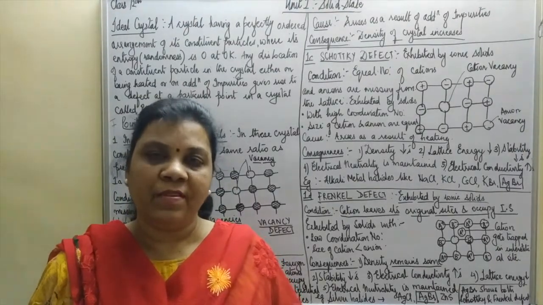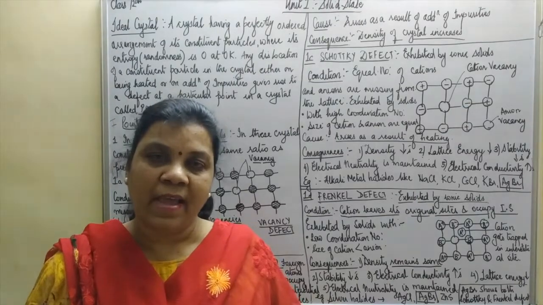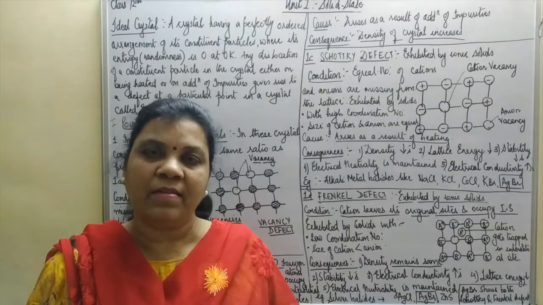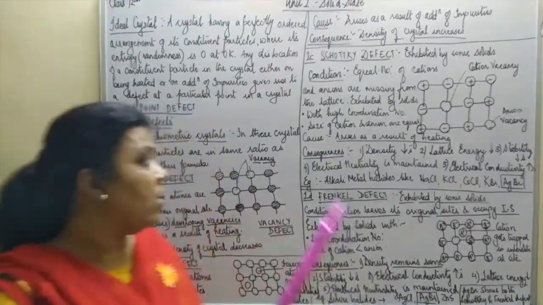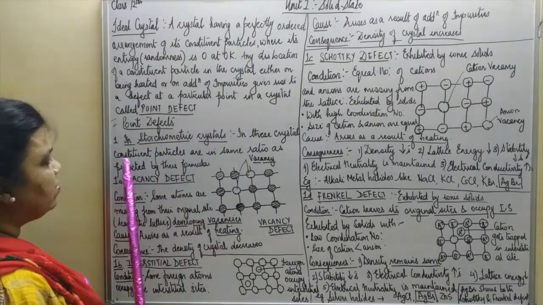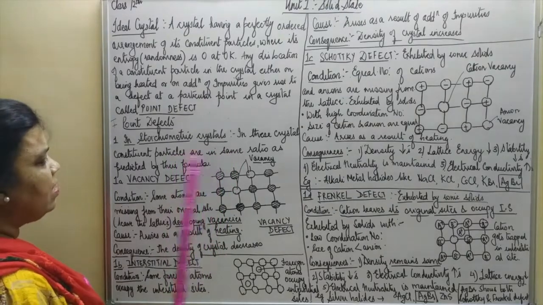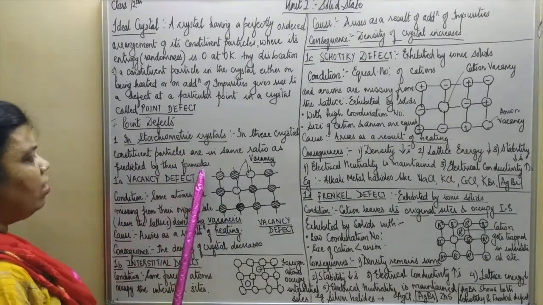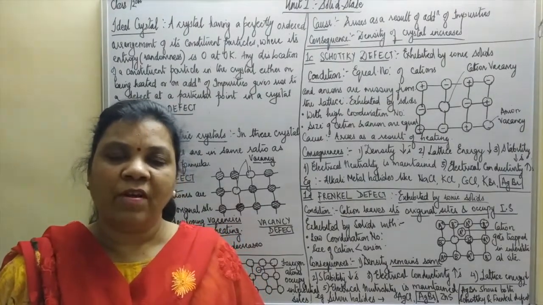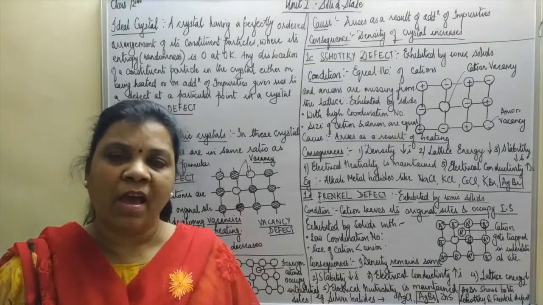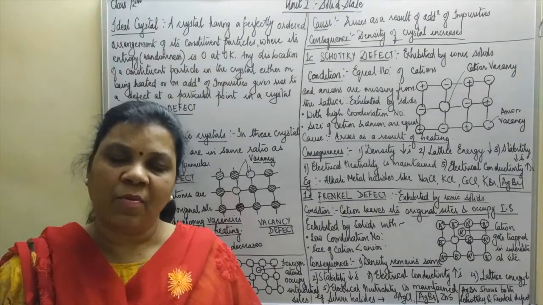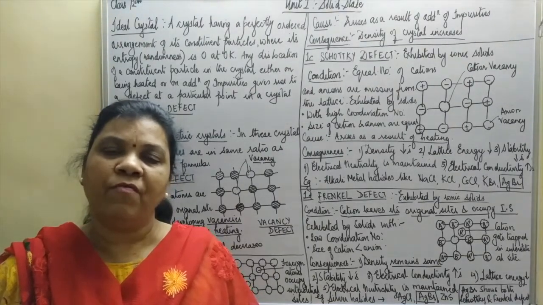As we saw in the previous video, point defects are categorized into three broad categories: in stoichiometric solids, in non-stoichiometric solids, and impurity defects. So let us start with the point defect in the stoichiometric crystals. In these crystals, the constituent particles are in the same ratio as predicted by their formula. What does this mean? This means that the stoichiometry of the crystal is maintained, meaning the number of cations and anions are equal. Such crystals are called stoichiometric crystals, which exhibit four different types of defects.